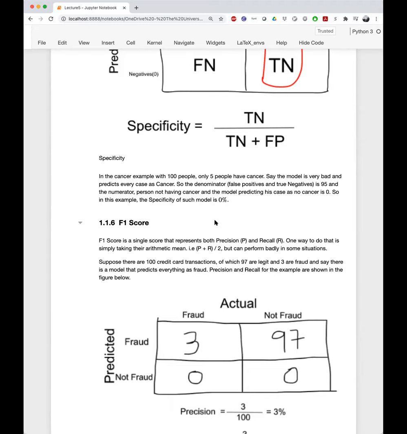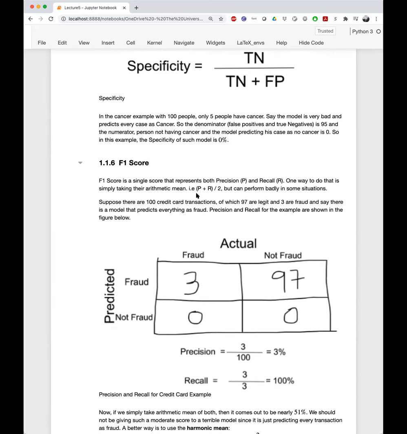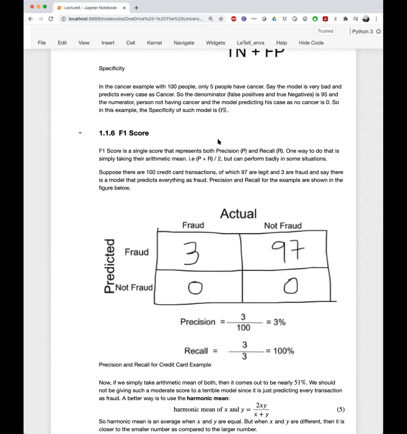So can we combine? When we increase recall, we don't want the precision to be too small, right? And also when we prefer a higher precision, we don't want the recall to be too low. So here comes the problem: can we combine both precision and recall to have a synthetic or a single score that represents both of recall and precision? So this is the F1 score. It's a single score that represents both.